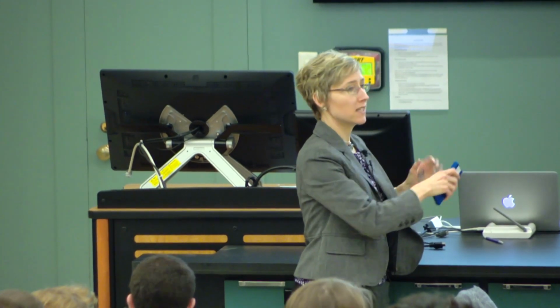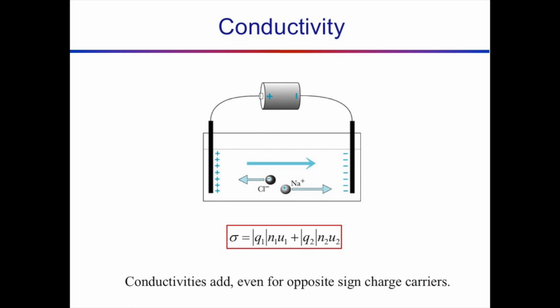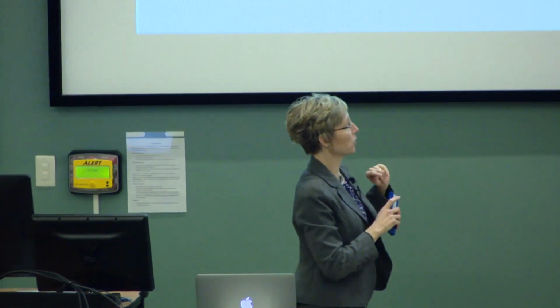That means that rather than thinking about these conductivities somehow subtracting from each other, they add. Whatever the conductivity is of the sodium ions, I can directly add it to the conductivity of the chlorine ions. So I can just add these together to get the total conductivity of salt water. I would simply say, what's the charge on the sodium times the density of sodium ions times their mobility, and then add it to the charge on the chlorine times the density of chlorine times the mobility of the chlorine. Do you have any questions about that?